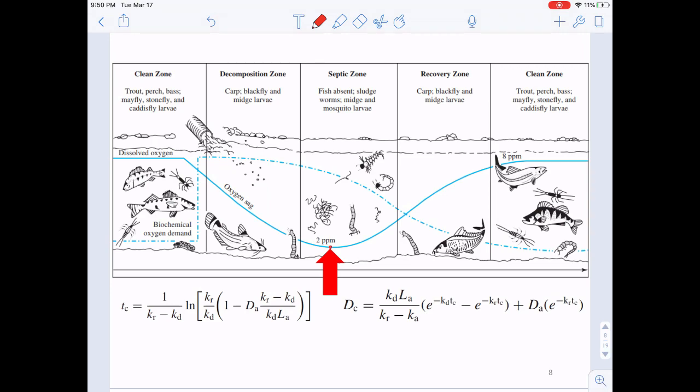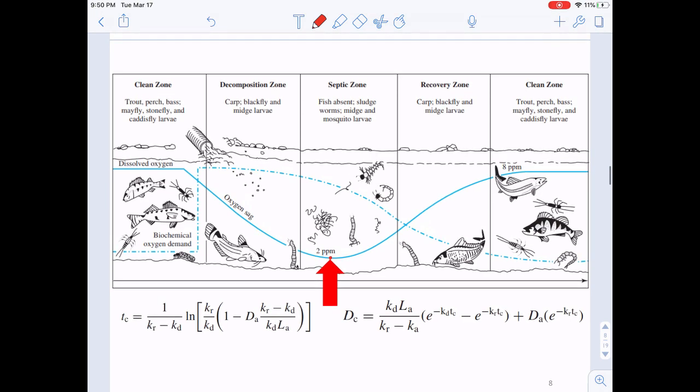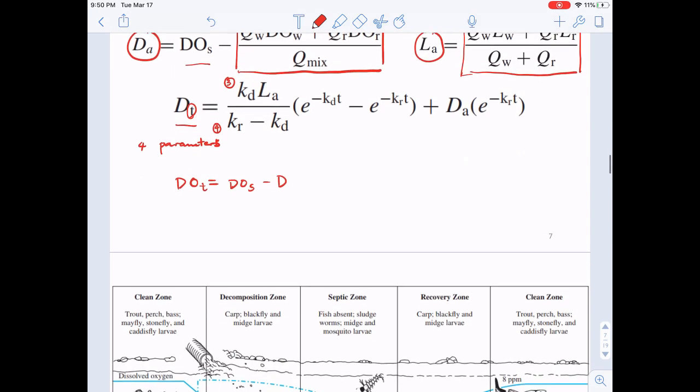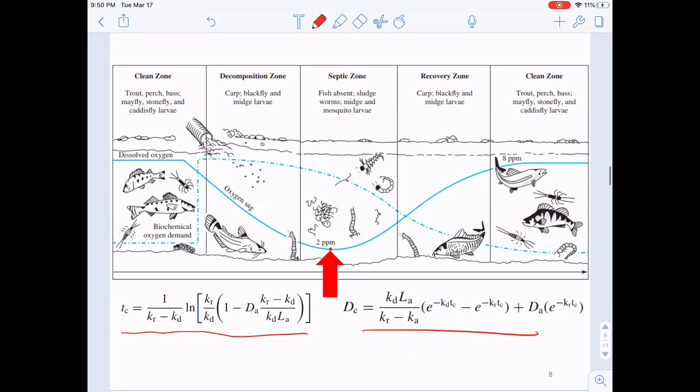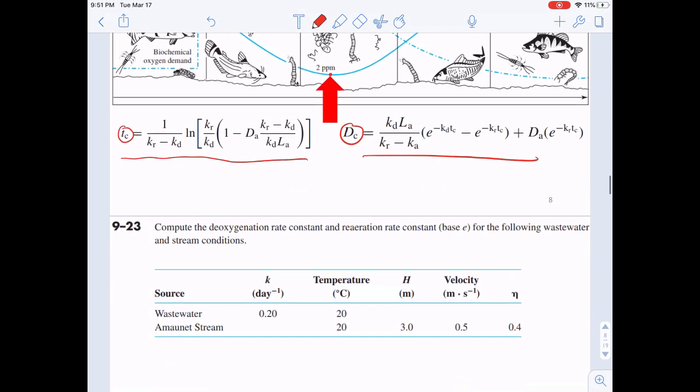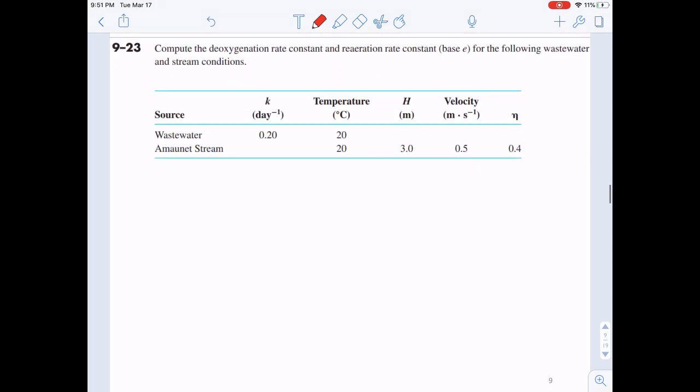If we're interested in this critical point, this lowest point, we can also use this equation. As I introduced in class, the origin of this equation is just taking the derivative and setting it to be 0, right? And then we can find out the critical time and also the critical oxygen deficit. Okay, so once we know the deficit, we can know the dissolved oxygen concentration.